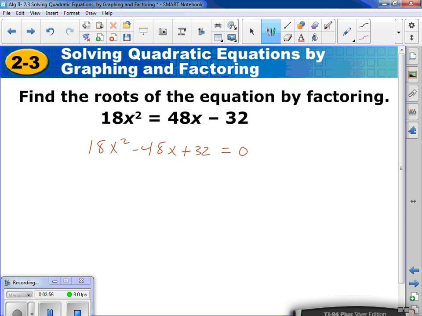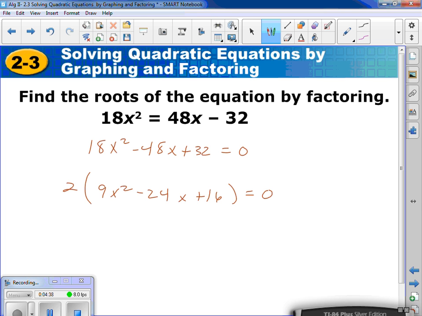Our first step should be what? Before we find square roots, no matter what type of problem we try to do, what should we check? Do they have anything in common? How many times does 6 go into 32? It doesn't go in evenly. 2. How do you know 2 goes into all of them? Because they're all even. If they're all even, 2 has to. So I'm going to divide everything by 2. 18 divided by 2, 9. 48 divided by 2, 24. 32 divided by 2, 16. The only thing I've done is factor out a 2.